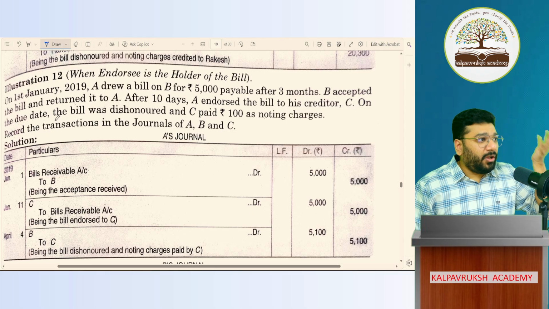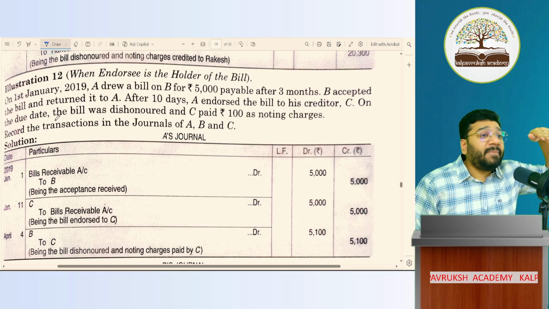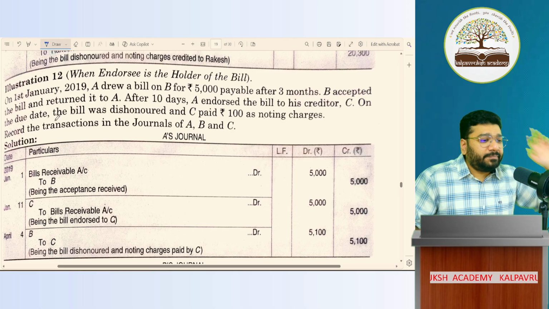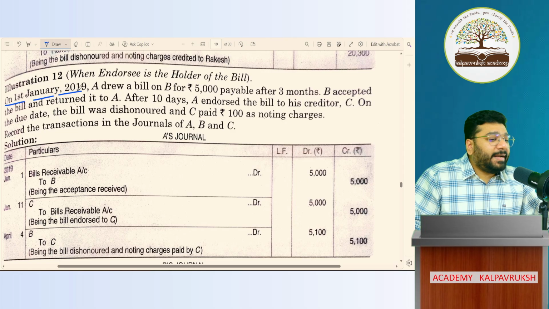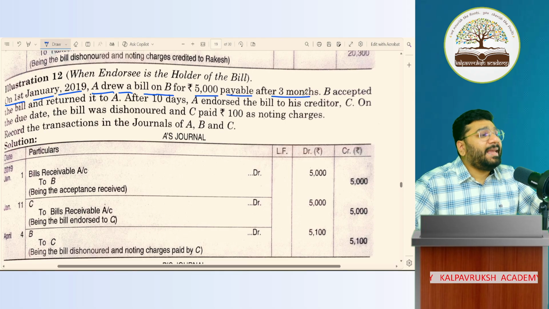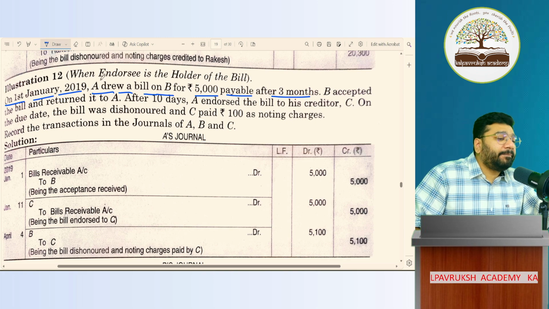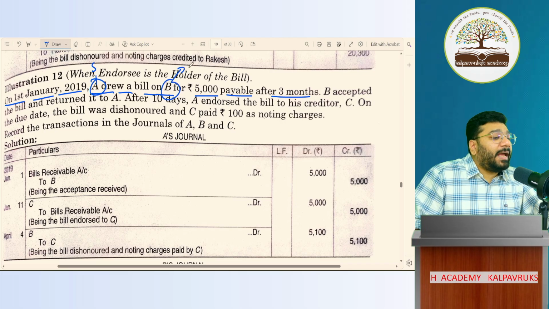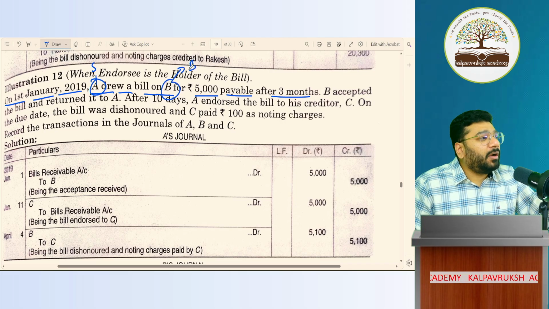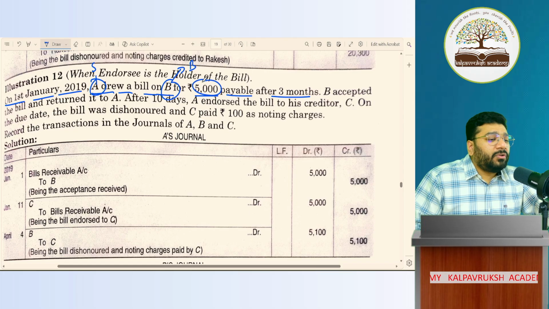Case 3. Bill is endorsed, but on the maturity date, the bill is dishonored. On 1st Jan 2019, A drew a bill on B for 5,000 payable after 3 months. A is drawing the bill. Who is A? Seller. Drawing the bill on B, so B is going to accept it. Who is B? Buyer. Got it, not got it? Goods are sold for 5,000 rupees and the bill drawn is 5,000 rupees.